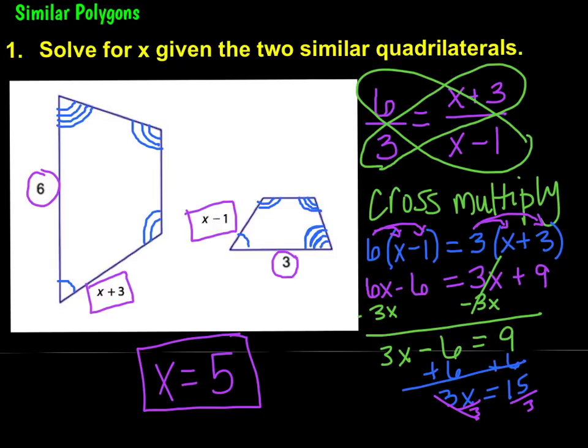So let's just review real quick what we did. We found the sides that would go together, and we were able to find that by looking at the angle marks, matching them up. We set up a proportion. So we started with the bigger quadrilaterals. So we did 6 over the side that it's similar to, so 6 over 3. We have to go back to this one because we started with it, x plus 3 over x minus 1. Then we cross-multiplied, and solved for x, and we got 5.